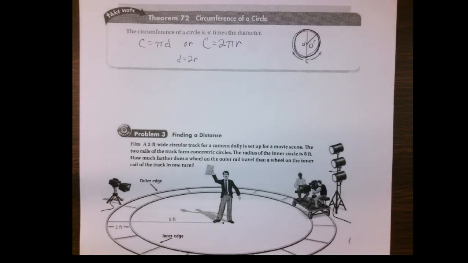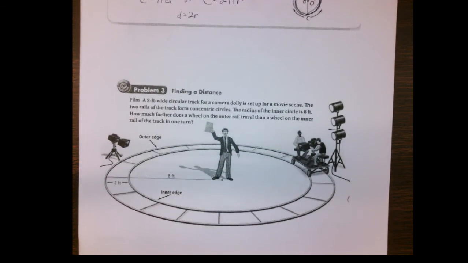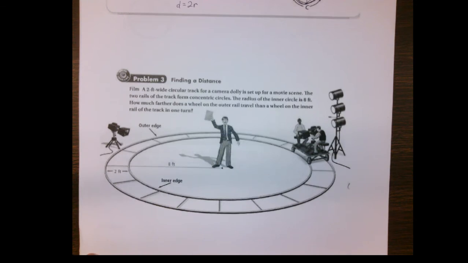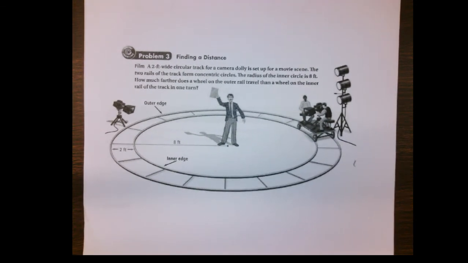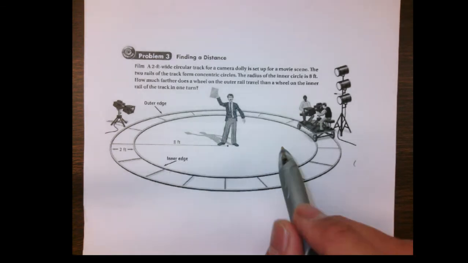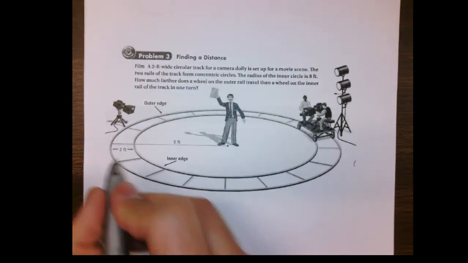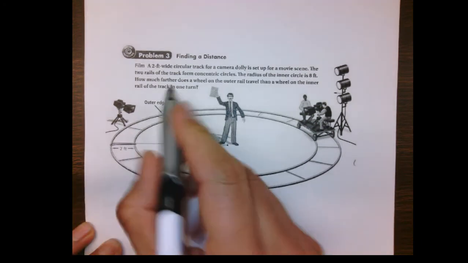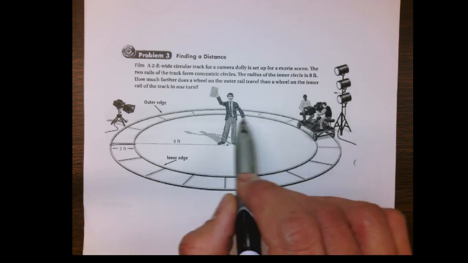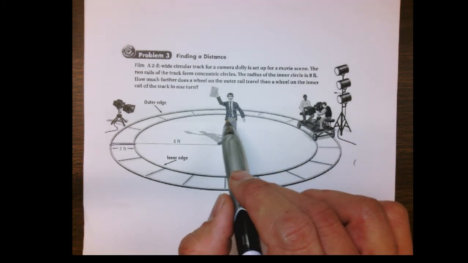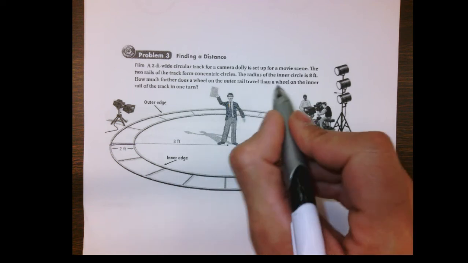Now let's take a look at this problem down here. We've got this gentleman, I think he's maybe a director or a movie actor. Clearly he's an actor. Look at the fancy jacket and tie. And I think he's got some glasses and a mustache. Of course he's an actor.